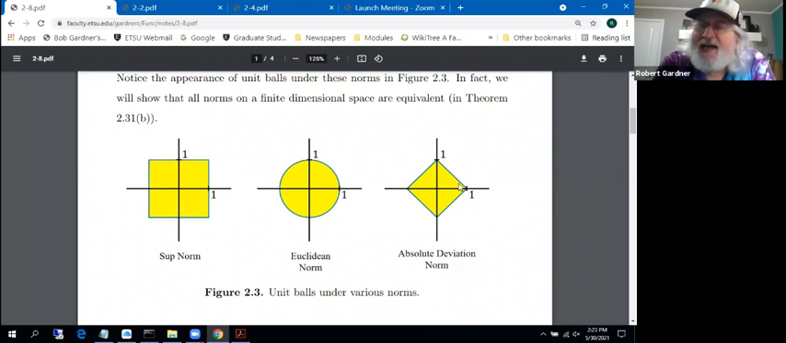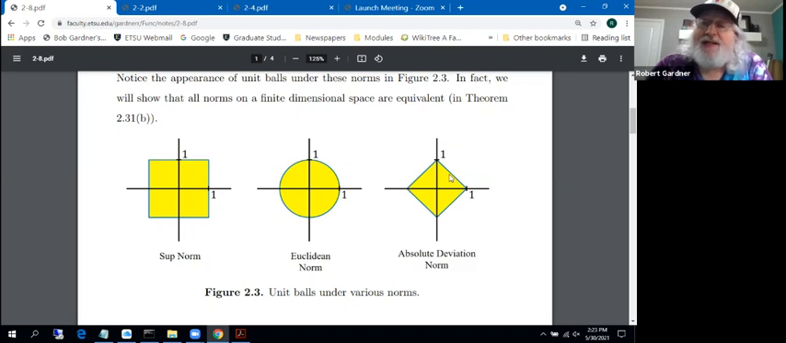The reason it's called a taxicab metric or taxicab norm is the idea that if you live in a city where the streets are laid out, say, north, south, and east, west, there are multiple ways to get from any point to some point one unit away. You can go north and then east.